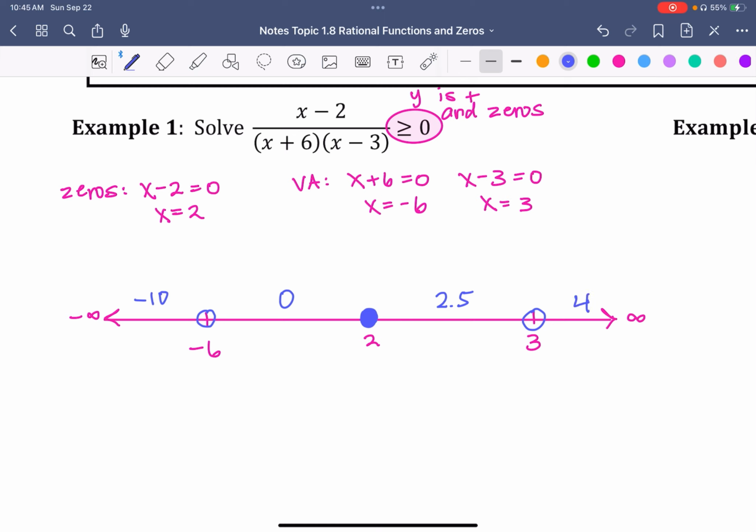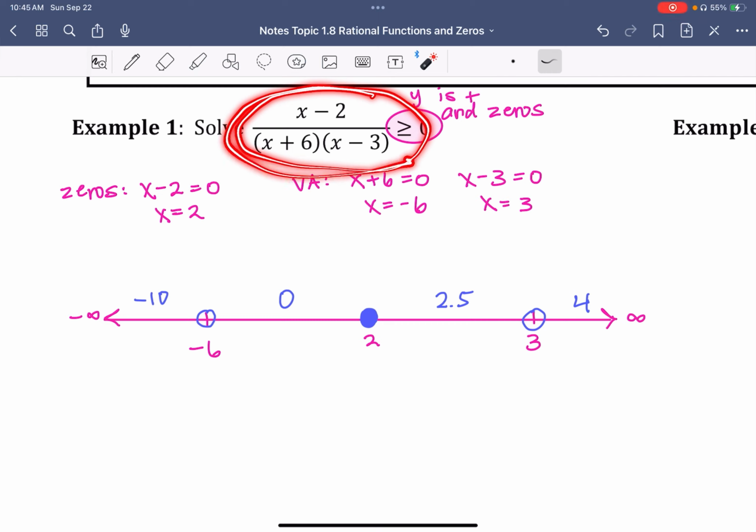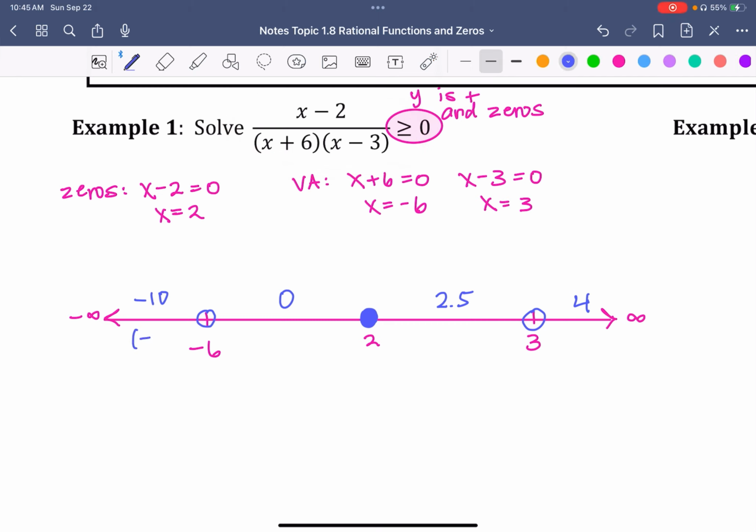Okay, so what we're going to do with these values is plug them into our factors up here. So negative 10 minus 2, that would give me negative 12, which is a negative. I don't really care about the actual digit that I get. I just want to know if it's positive or negative. Okay, negative 10 plus 6 would be negative 4, and negative 10 minus 3 would be negative 13.